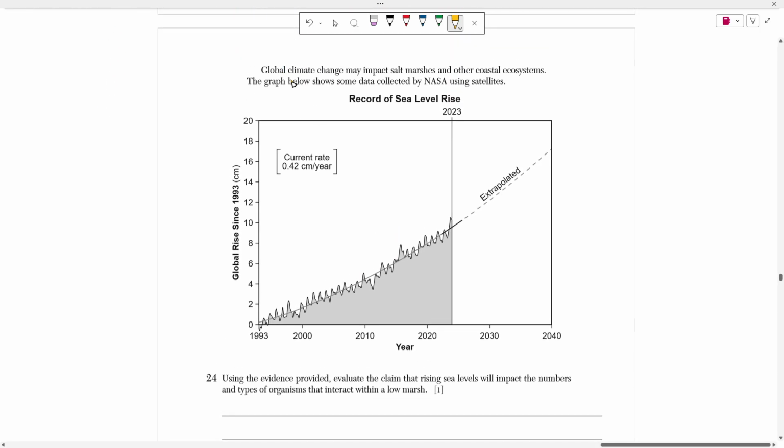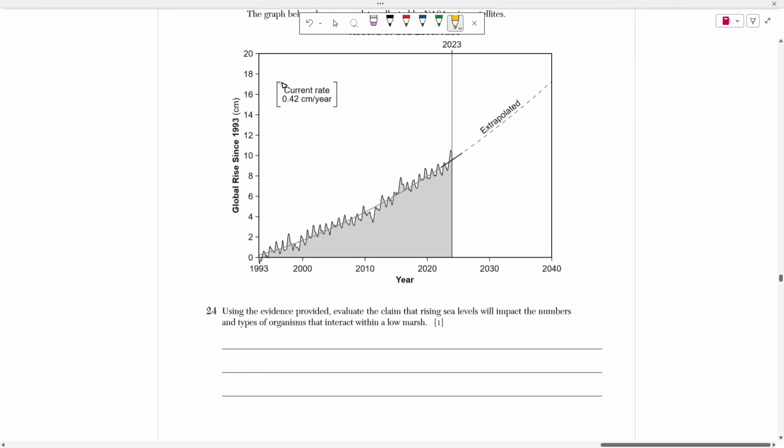So over here we have global climate change may impact salt marshes and other coastal ecosystems. The graph below shows some data collected by NASA using satellites. Okay, so here is the current rate. The global level of water, the sea level, is increasing at 0.42 centimeters a year. Here is the sea level at 2023, and extrapolated means predicted. So we predict that the sea level will continue to increase over time.